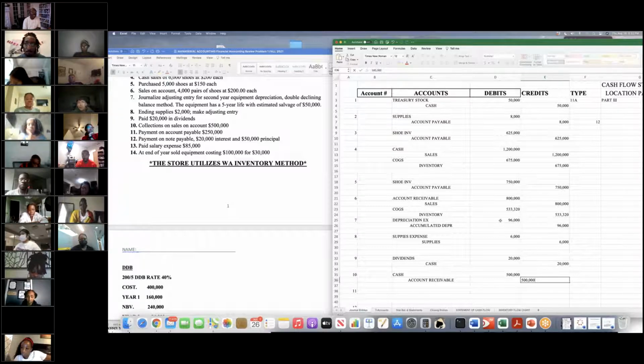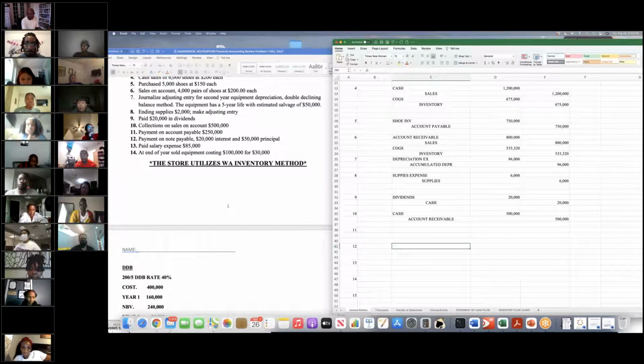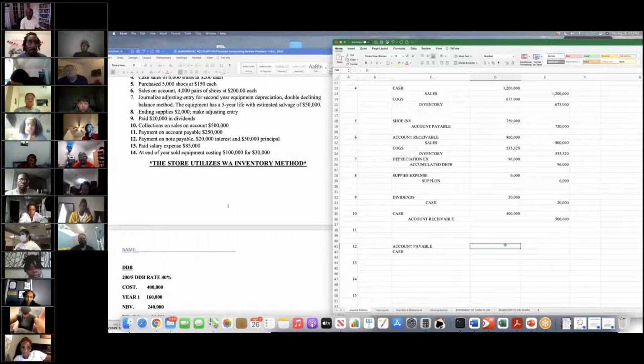So we can finish these. Paid on accounts payable. Debit accounts payable, and that's transaction type 8. And we're going to credit what? Cash. So the amount of that was what, 250,000.